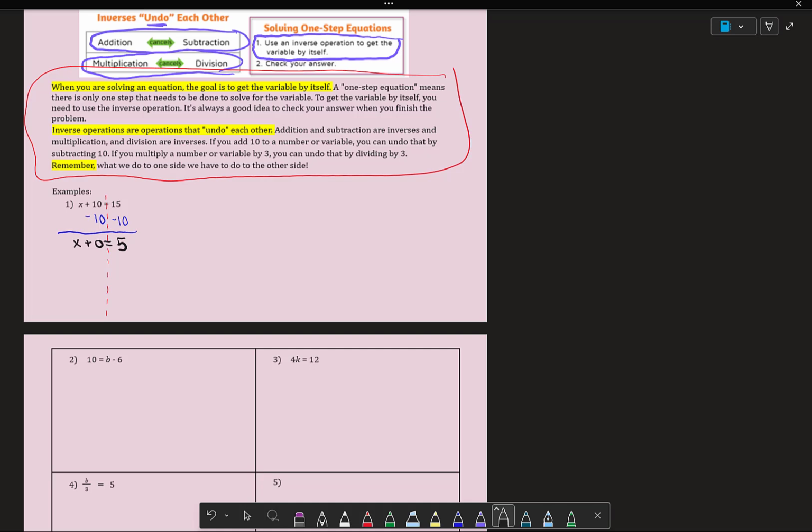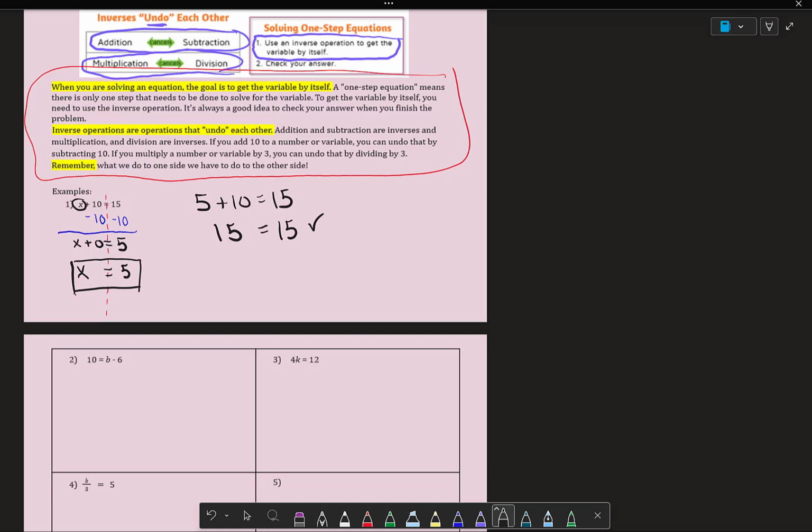If you're a mature mathematician, you know that anything plus 0 is just itself. So this ends up just being x equals 5, and that's our solution. You want to get in the habit of checking your solution. So when we take 5 and substitute it back in for x in the original problem, instead of x plus 10 equals 15, we get 5 plus 10 equals 15. And of course, that checks out.